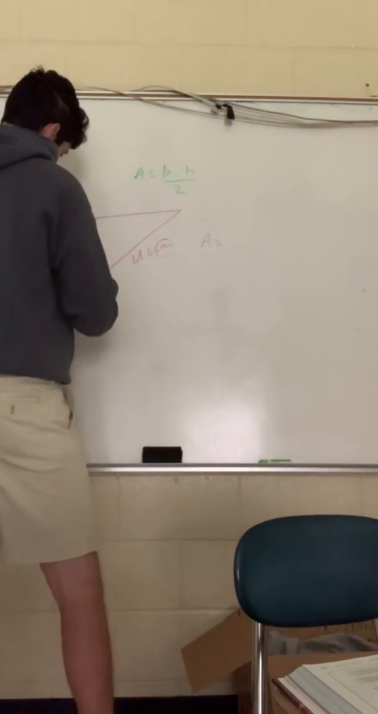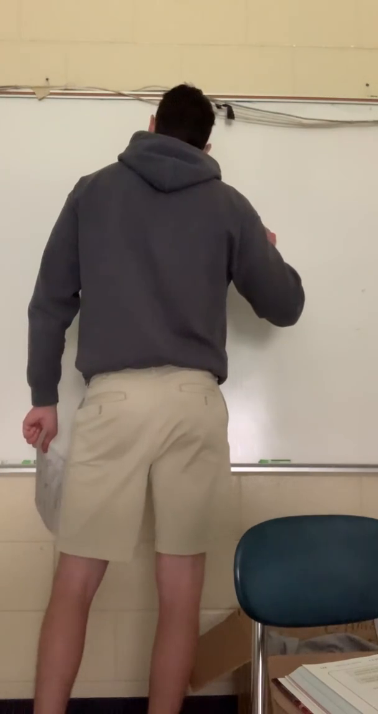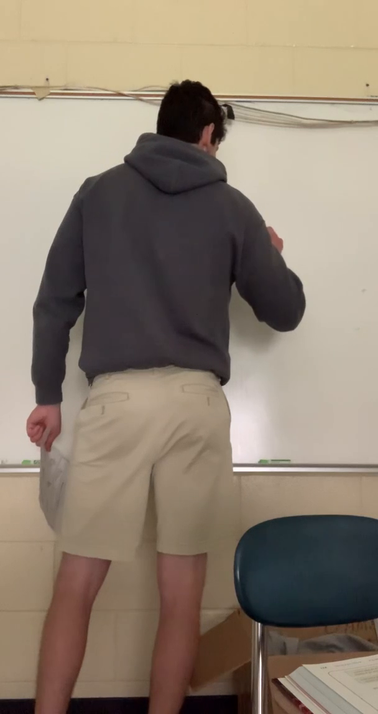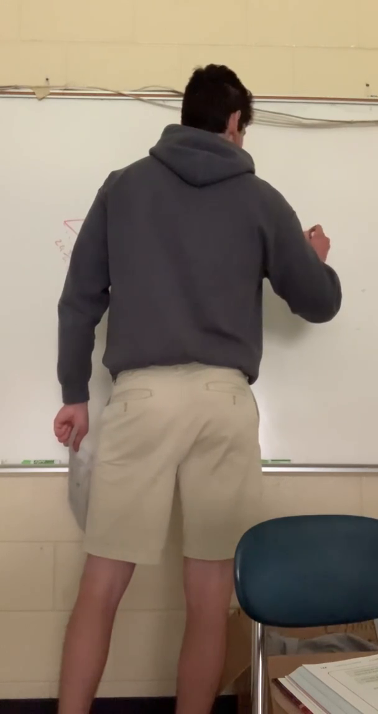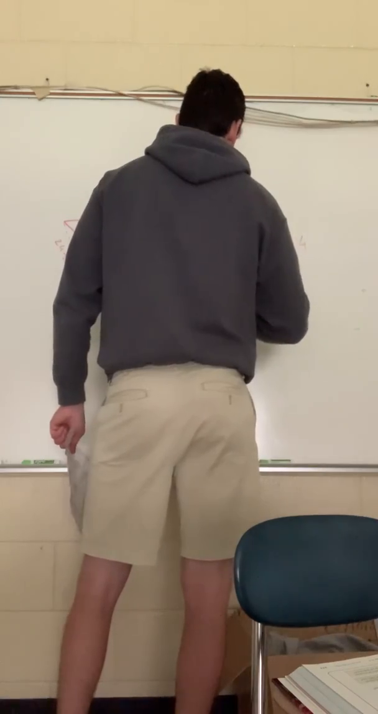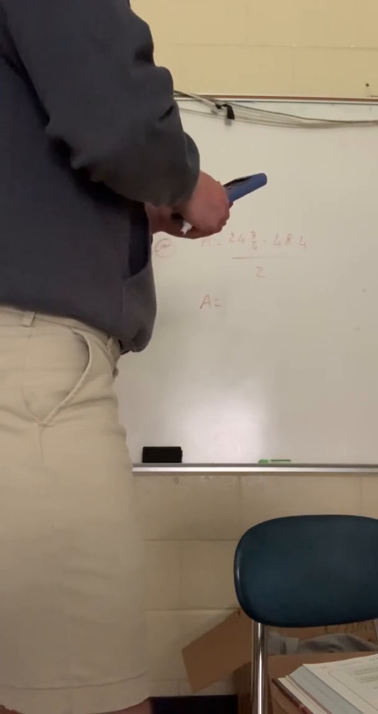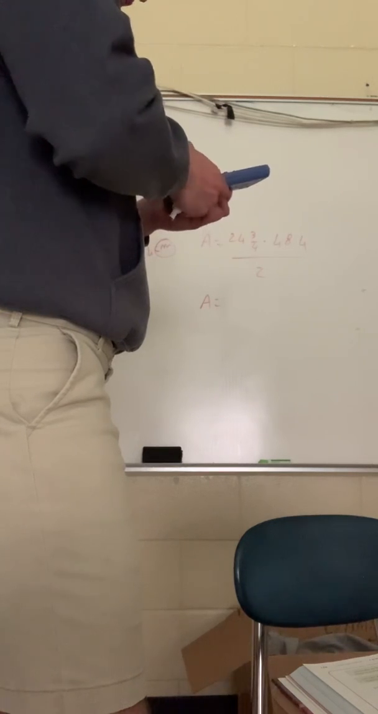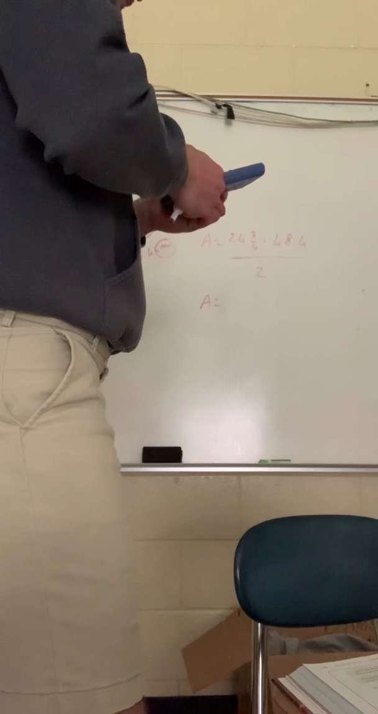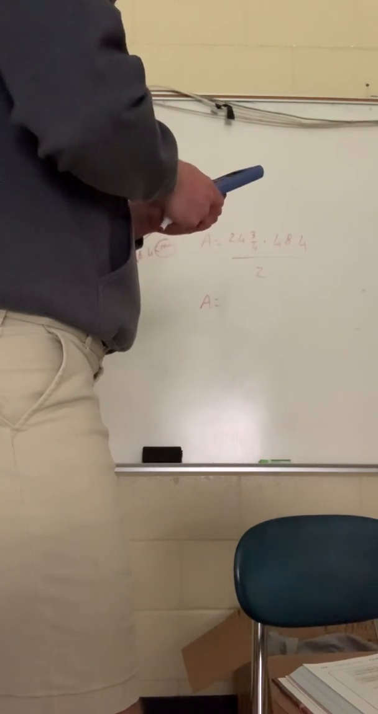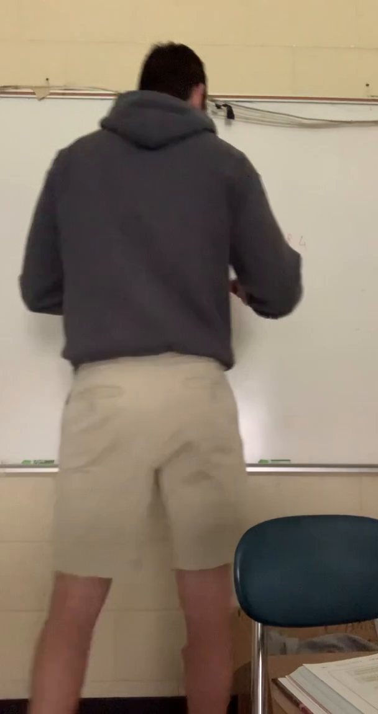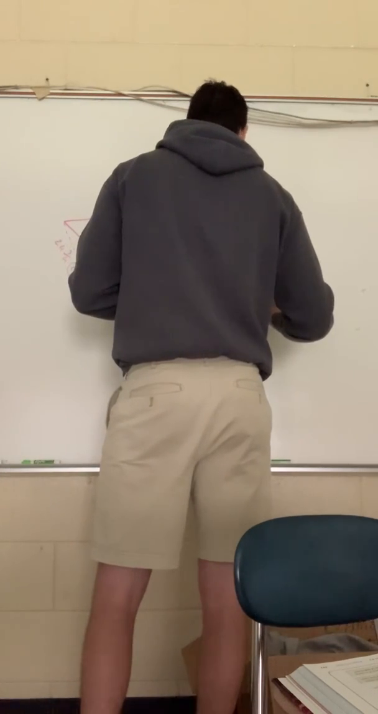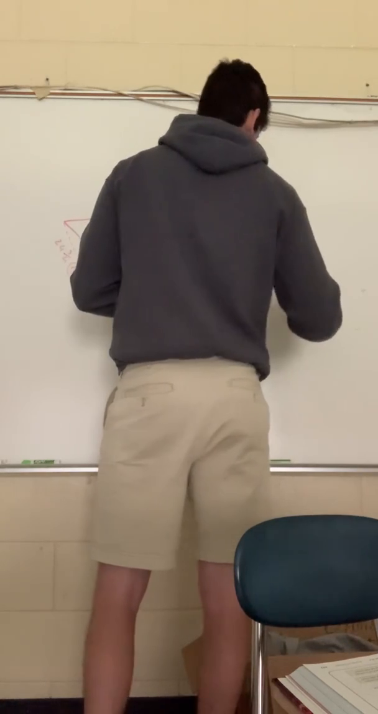All right, so again, my base, 25.34 times 48.4 divided by 2. We get 598.95 centimeters squared.